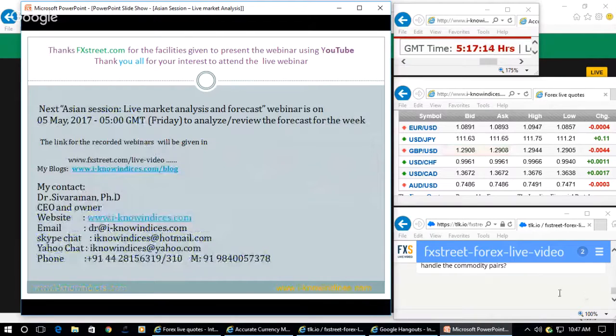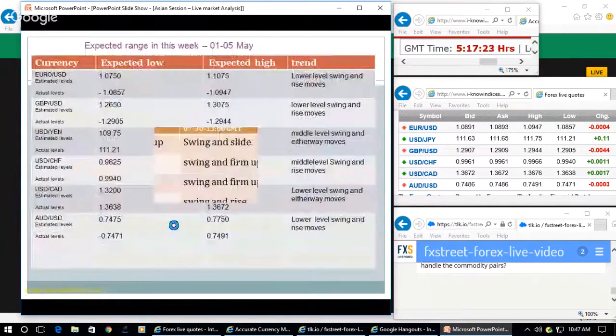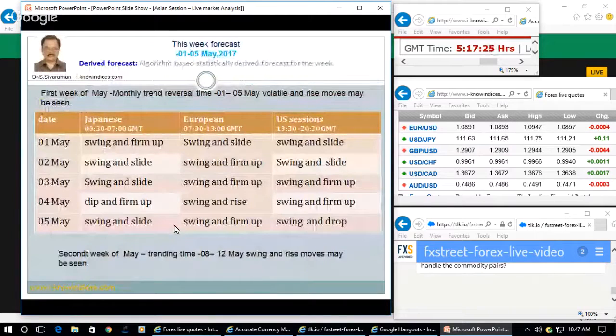If you've got any doubt, kindly ask me the questions here. I'll be willing to answer those questions. I will show you the forecast slide for the people who are interested to know more about the market moves.